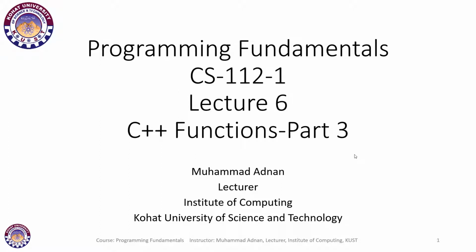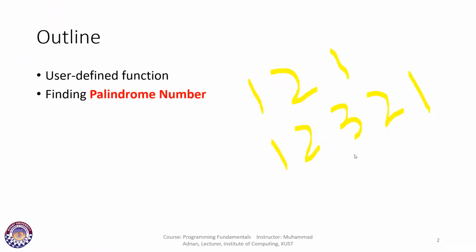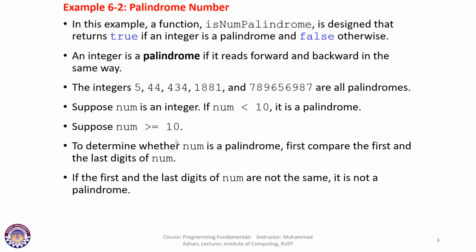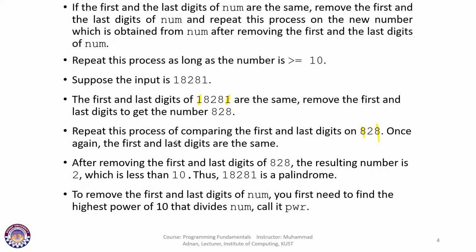In the previous part, part 2 of C++ user-defined functions, we discussed that we are going to solve a palindrome problem. We are going to find whether a number is a palindrome or not. We discussed the pseudocode, or the algorithm, for the palindrome.